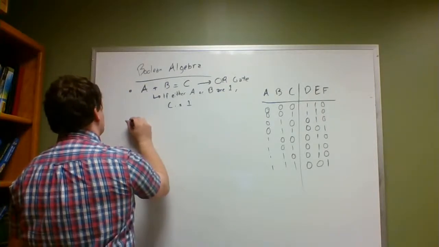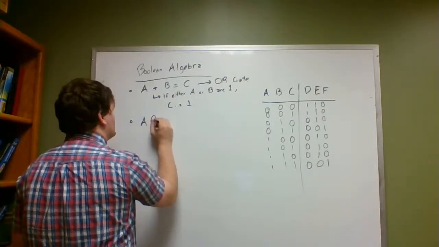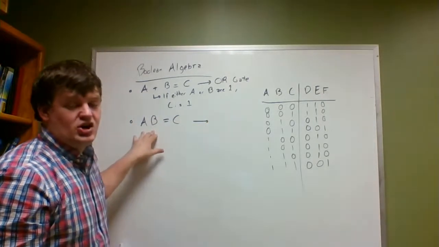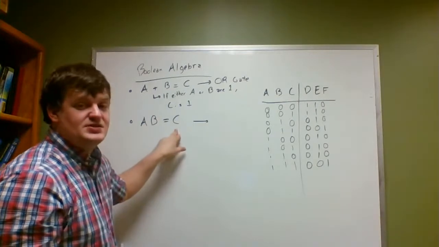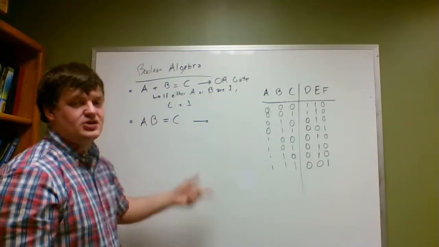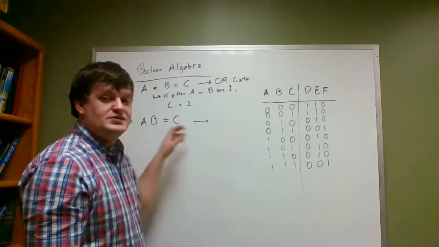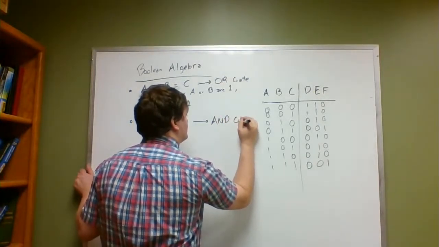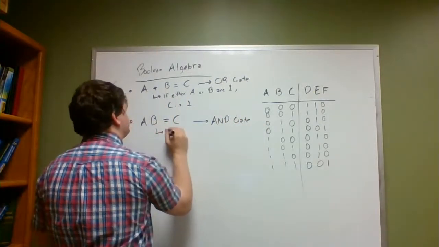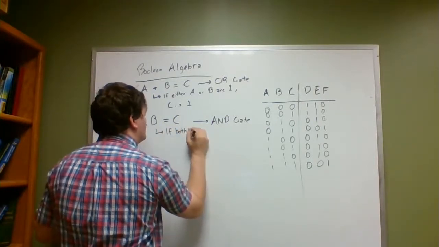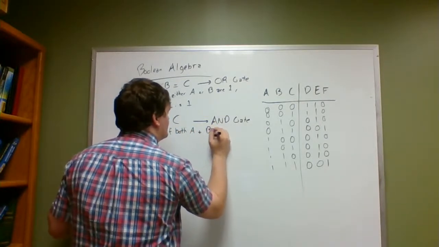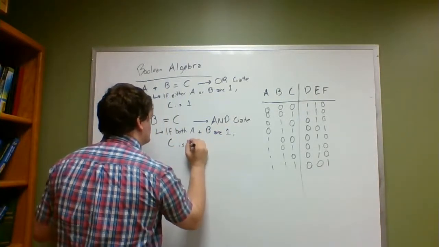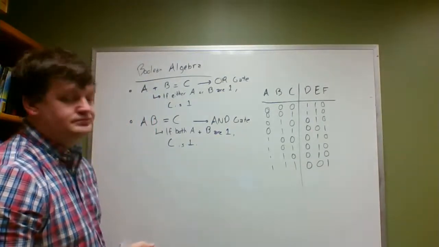Boolean algebra statement number 2. A times B equals C. Well, this means if either of these are 0, the C is going to be 0, because 1 times a 0 is 0. But if both of these are 1, C is going to be 1. And this represents an AND gate. If both A and B are 1, C is 1.